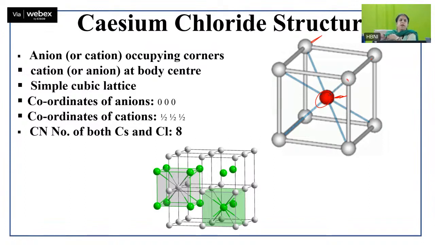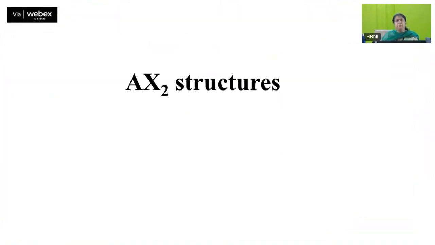All right. Okay. So what we say is one of the ions occupies the corner, the other occupies the body center. The coordinate of the ion that occupies the corner is 0, 0, 0. And the coordinate of the ion that occupies the body center is half, half, half. It is as simple as that. Coordination number is 8. Okay, and if you clearly observe it, you can see that they are actually forming face sharing cubes. All right. Okay, that's it for now.